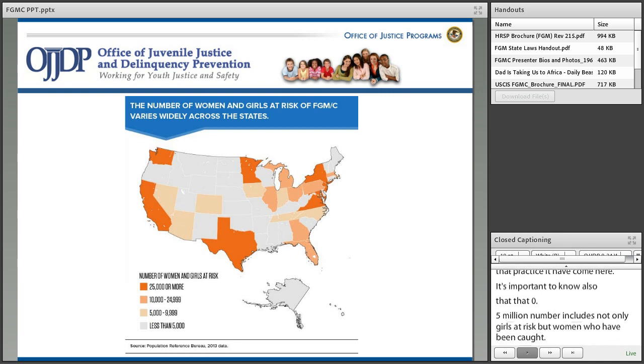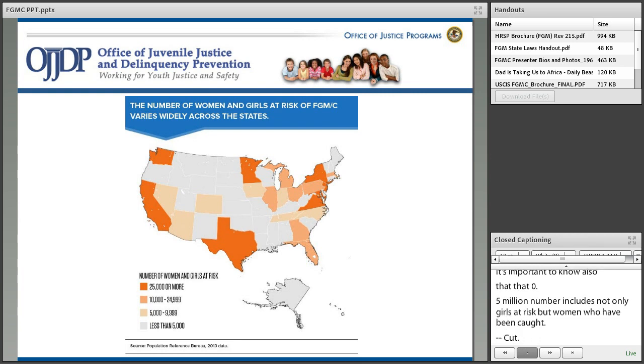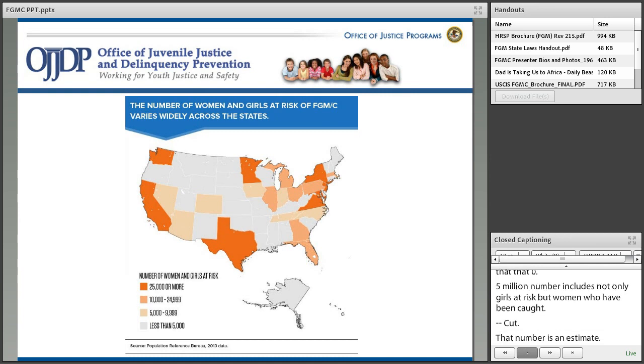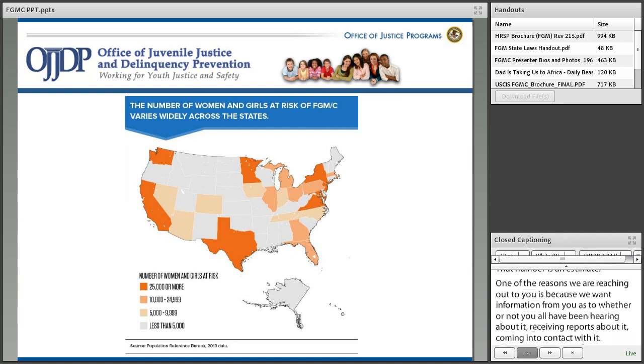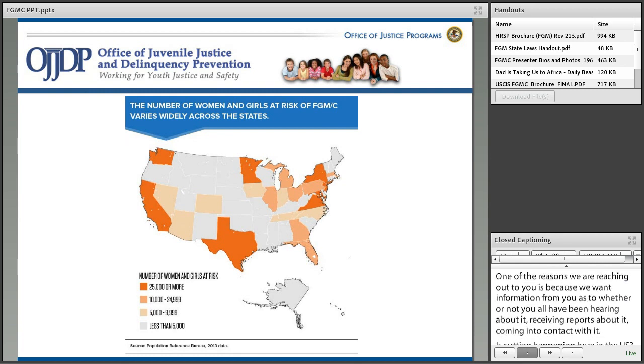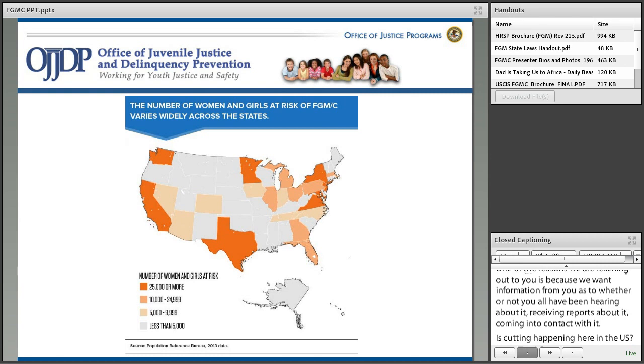That number is an estimate, and one of the reasons that we're reaching out to you is we want information from you as to whether or not you all have been hearing about it, receiving reports about it, coming into contact with it. Is cutting happening here in the United States? The answer is we have received allegations that in fact it is happening, and certainly in terms of girls being taken overseas for the purpose of being cut, we've also had allegations about that as well.